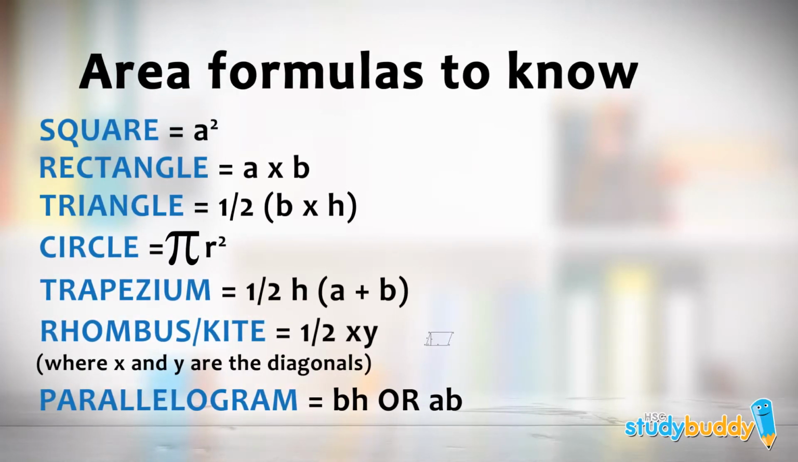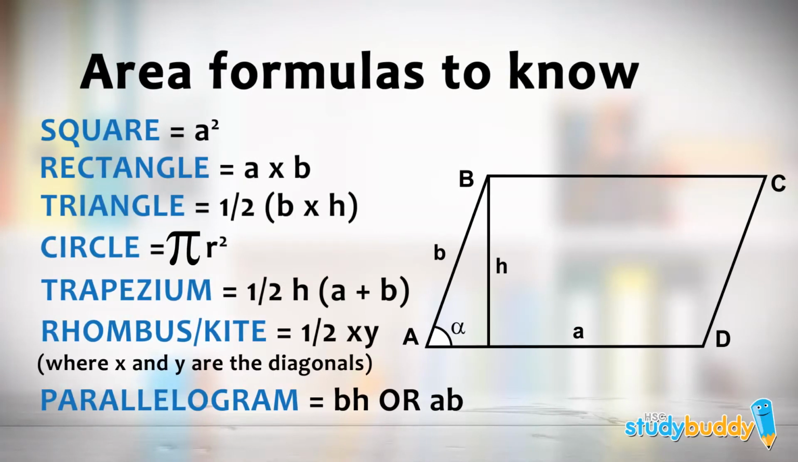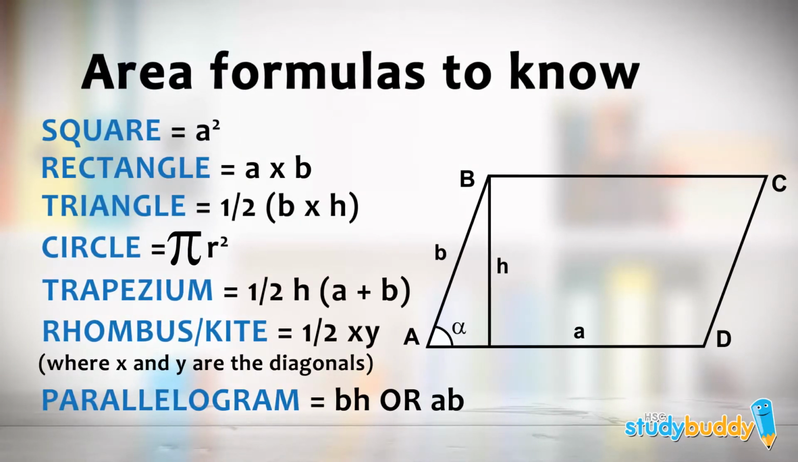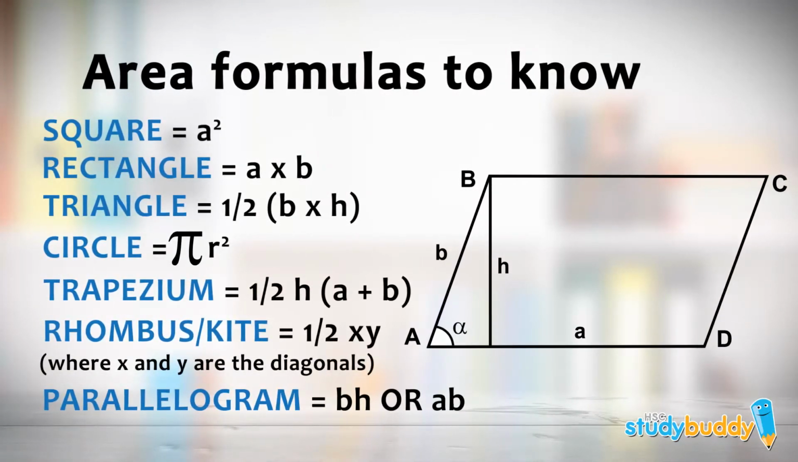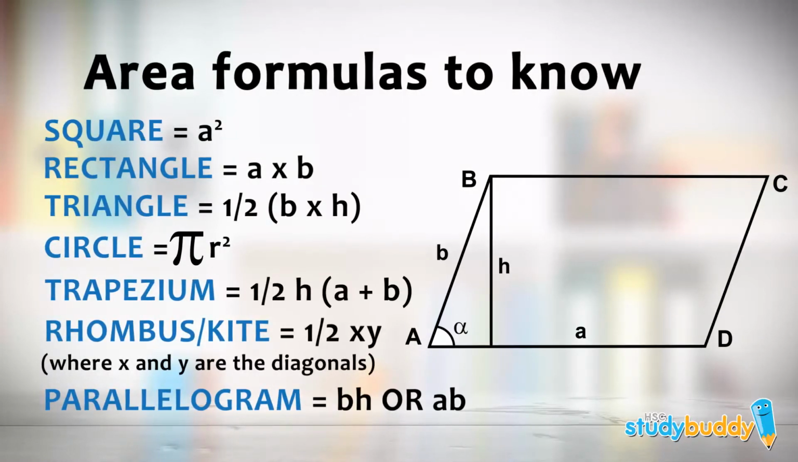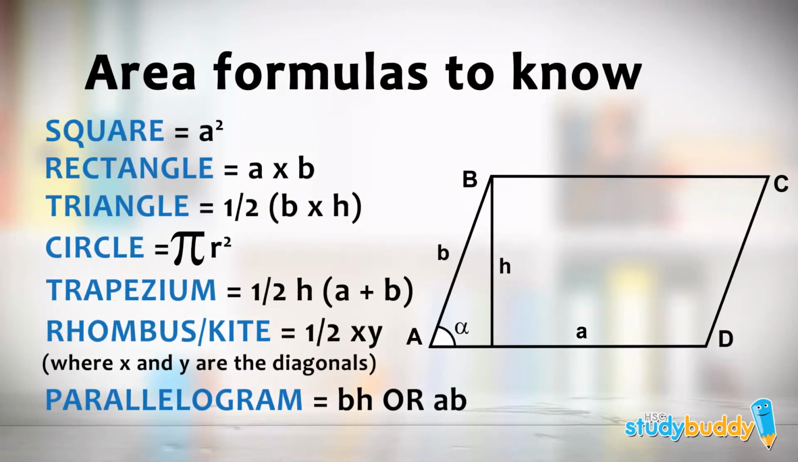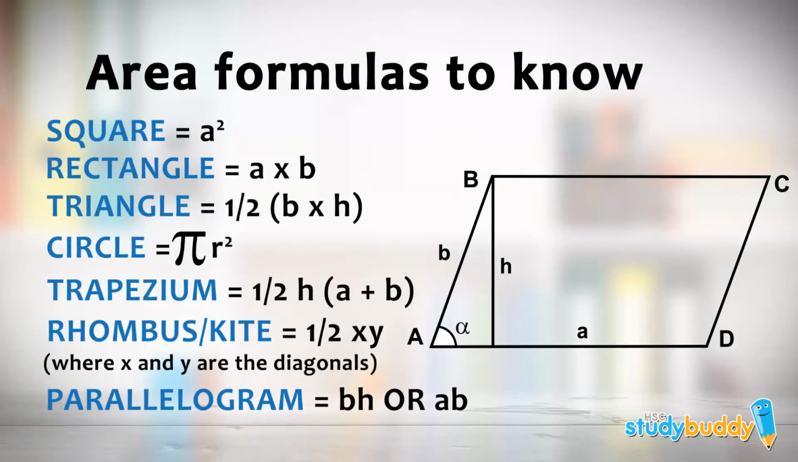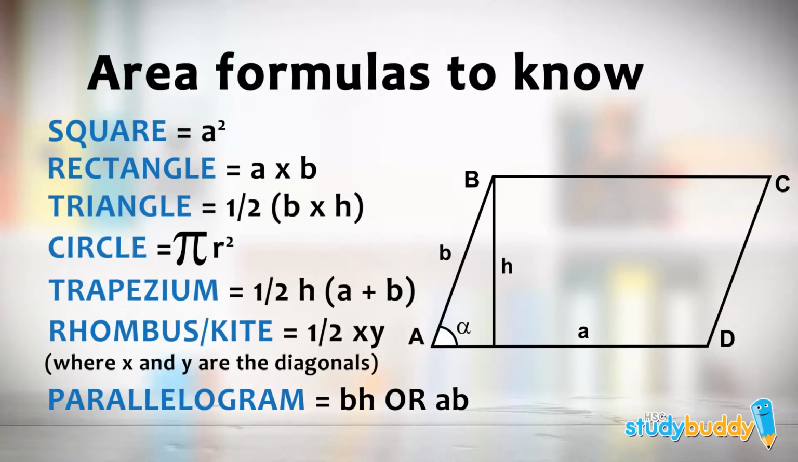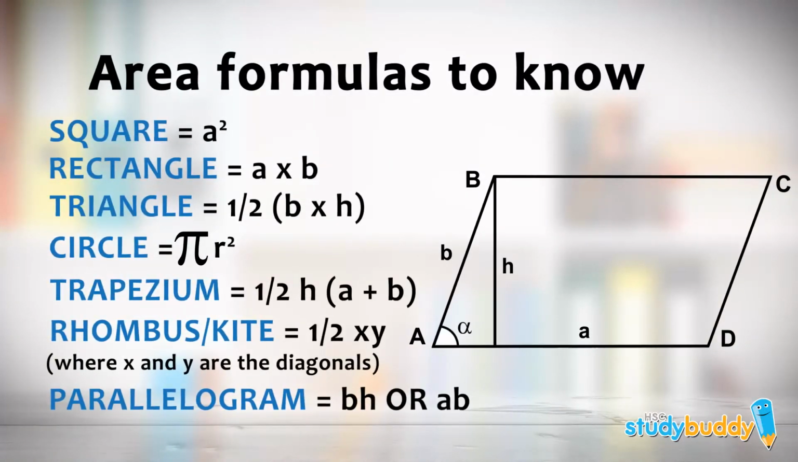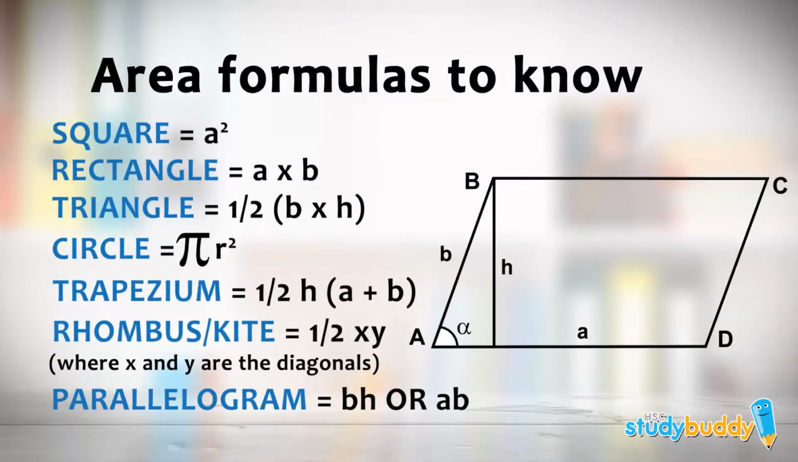A trapezium is half your height times the sum of your parallel sides, and a rhombus or kite is half xy, where x and y are your diagonals. And your parallelogram is simply your base times your height, or your two sides times the sine of the angle between them.